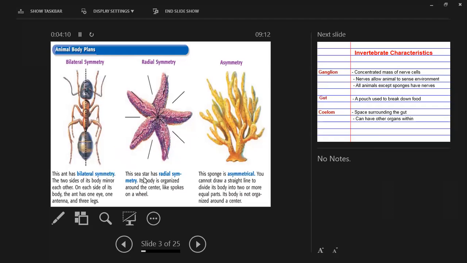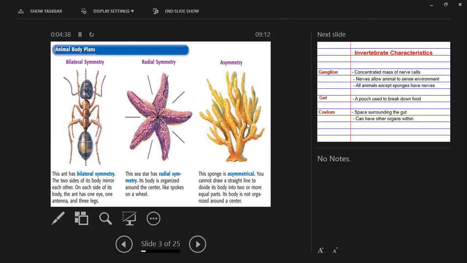The center. The third, asymmetry. This body is asymmetrical. You cannot draw a straight line to divide its body, vertical or horizontal, into two or more equal parts.